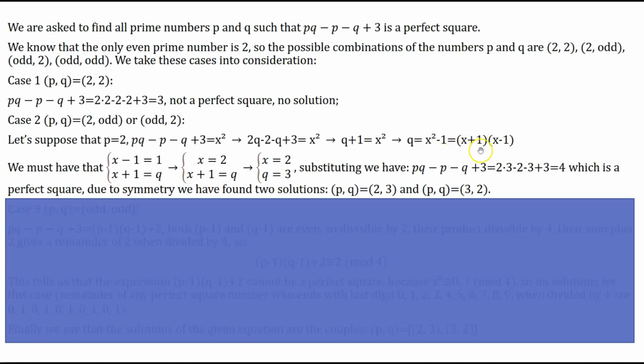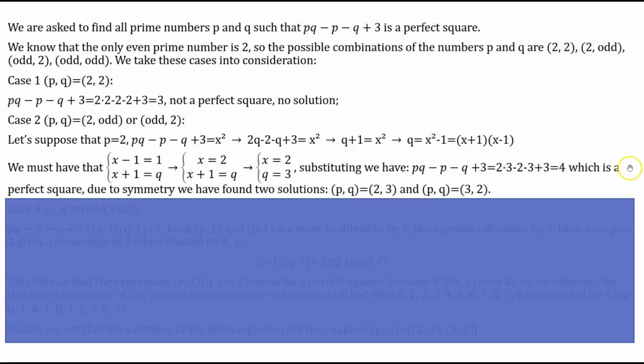So in this case, we have two factors on the right hand side, and on the left hand side we have a prime number. The x minus 1 is a smaller number than x plus 1, so the only possible combination is that x minus 1 is equal to 1 and x plus 1 is equal to q, or x is equal to 2 and q is equal to 3. By making the substitutions, we have that pq minus p minus q plus 3 is equal to 2 times 3 minus 2 minus 3 plus 3, which is equal to 4, which is a perfect square.